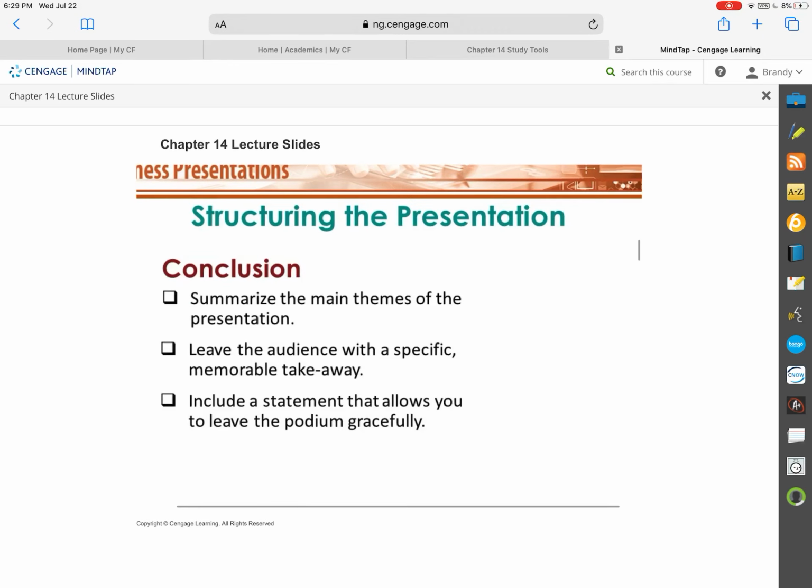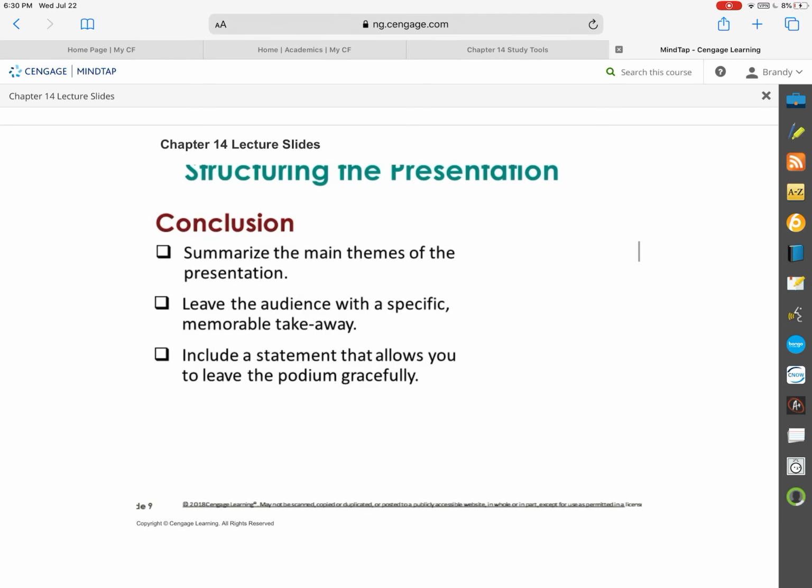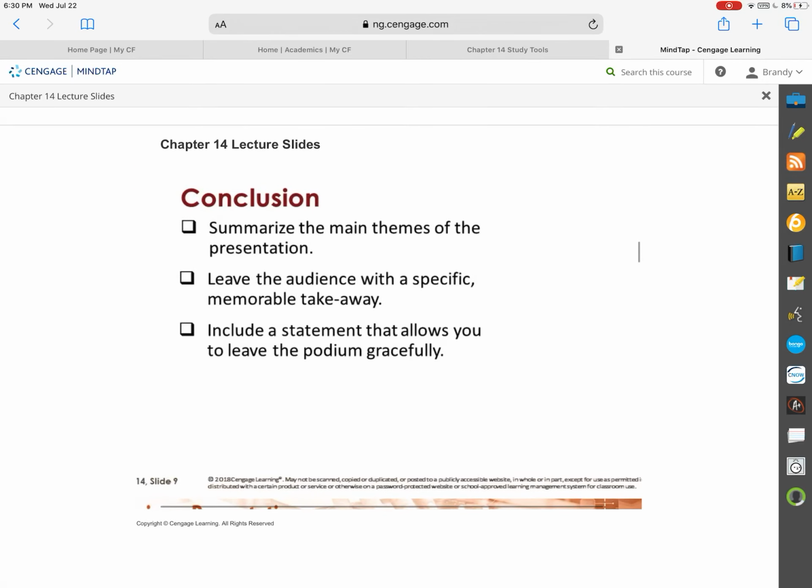And then we get to the conclusion, where we again summarize what our main points were and leave them with a main takeaway if you can. And you always want to be able to leave the podium gracefully. I know a lot of you have probably watched a presentation where at the end you weren't sure if it was time to clap or not clap. Are they done? Are they not done? If that's the case, they've not done this last point very well.